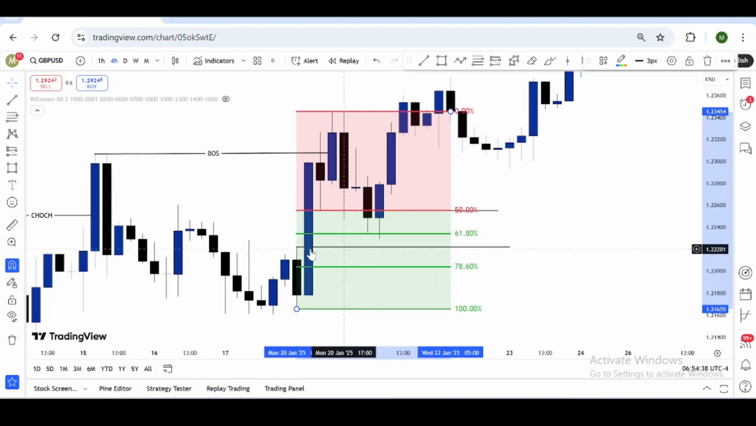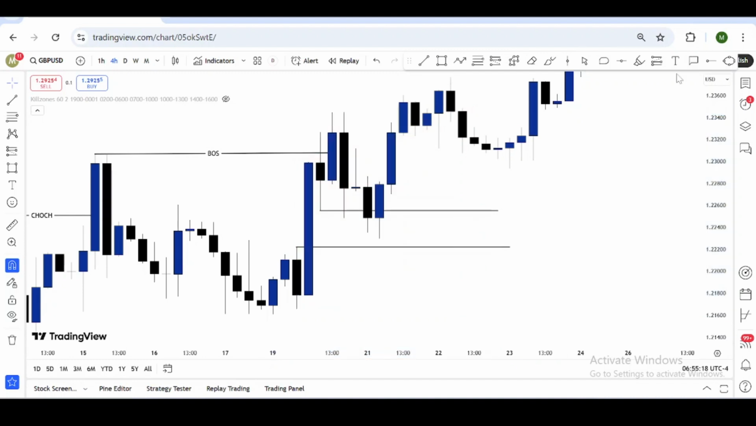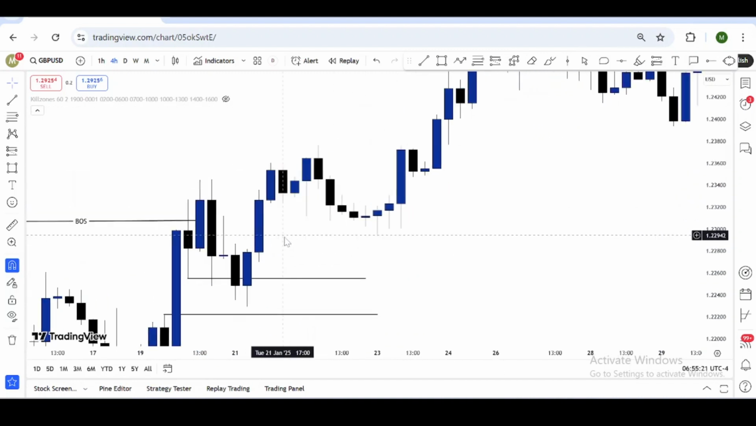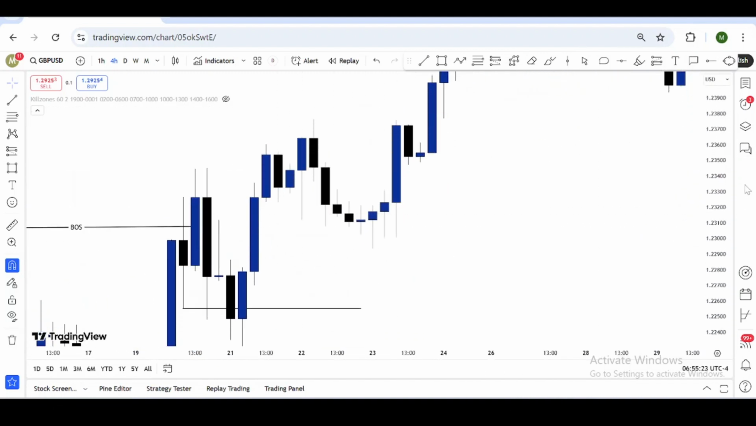So we want to see if we will spot a fair value gap below here. You can see here from this 50% low, we have this fair value gap here. The fair value gap we've spotted is just around the discount zone. Now let's take this off and identify another break of structure.